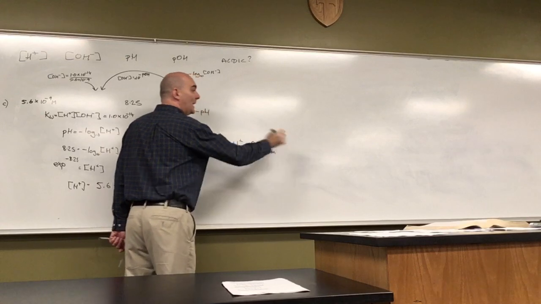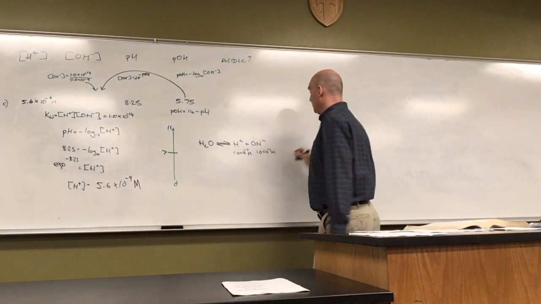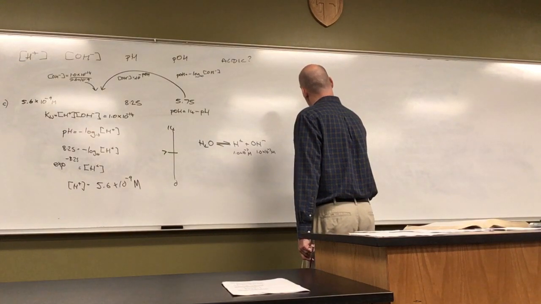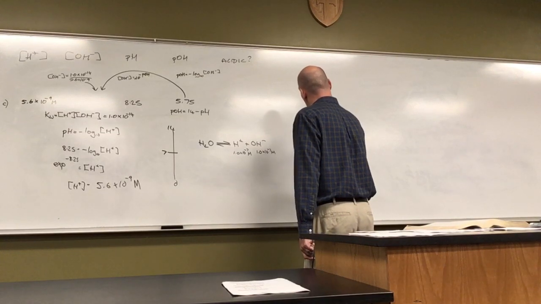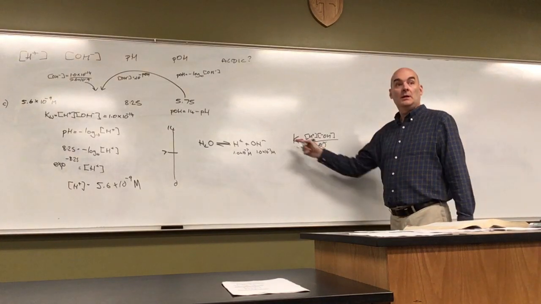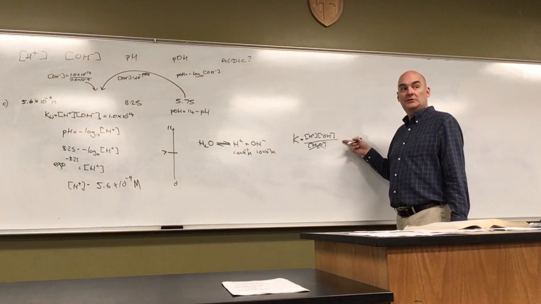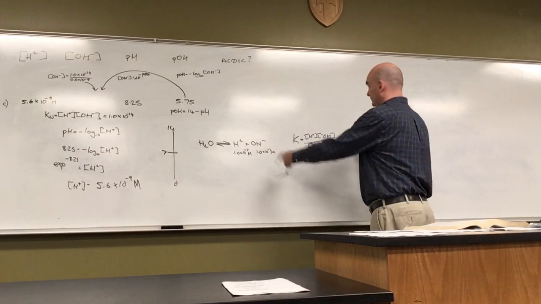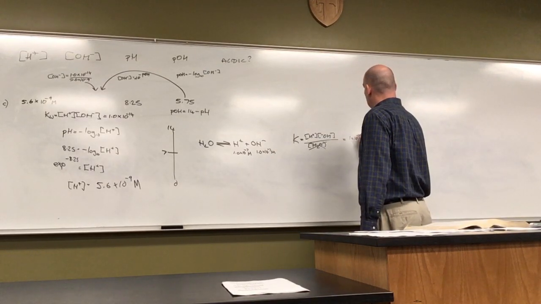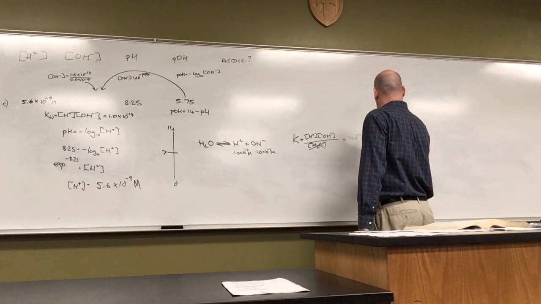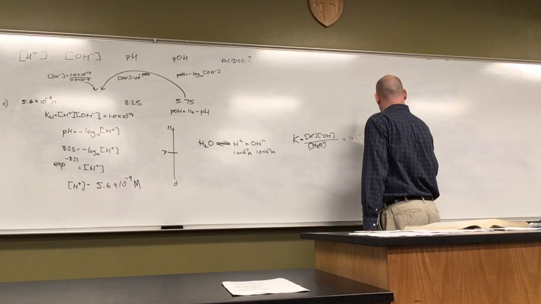And when you combine those together, because K for this is products divided by reactants, but my reactant is a liquid, so I just get what's called the ion product. It's only these two multiplied by each other. And 1 times 10 to the negative 7 times 1 times 10 to the negative 7 is 1 times 10 to the negative 14.